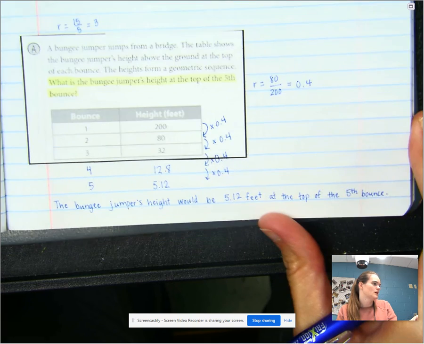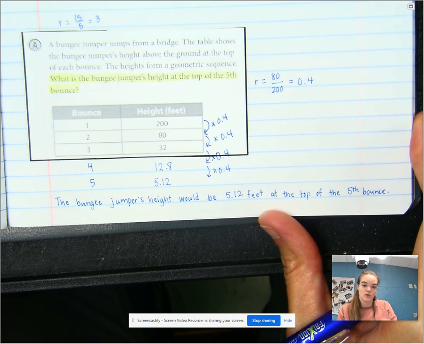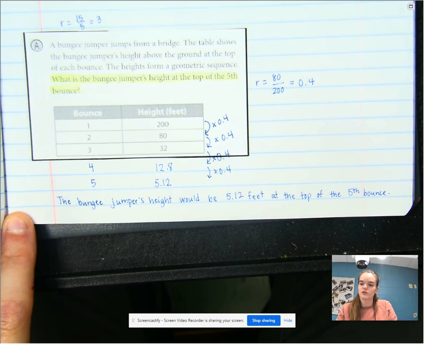There we go. All right, tomorrow we're going to talk about how to write the equations for geometric sequences.